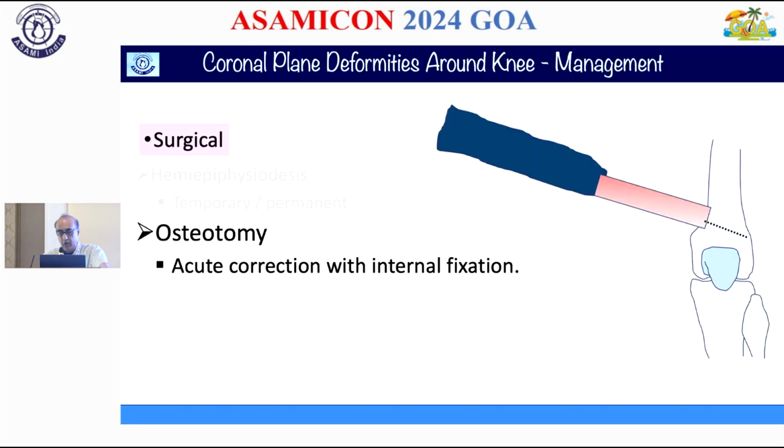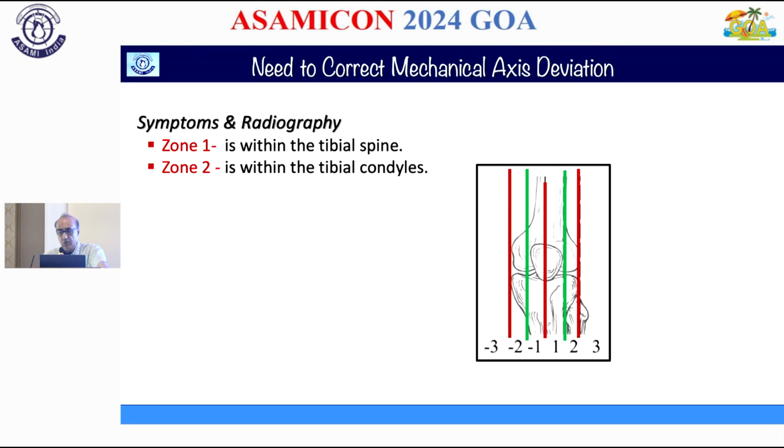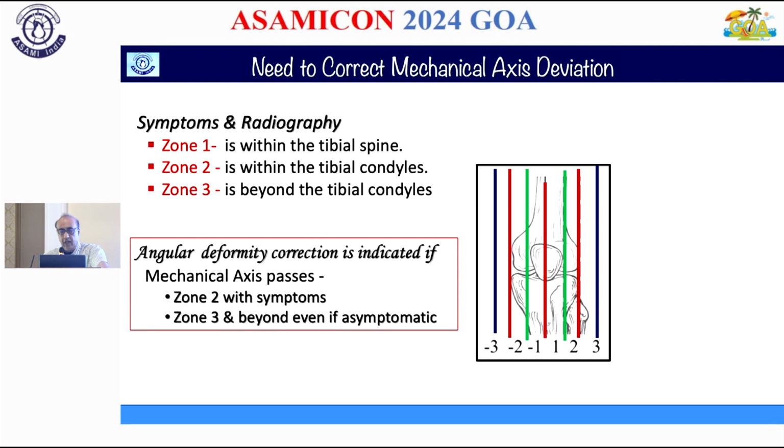Now what about the osteotomy? So we can have acute correction or gradual correction. The need to correct the mechanical axis deviation is dictated not only by the symptoms, but also by the position of the mechanical axis. So if we draw the mechanical axis, zone 1 is within the tibial spine, zone 2 is within the tibial condyles, and beyond that is zone 3. So angular deformity correction is indicated if the mechanical axis passes through zone 2 with symptoms such as pain, or even if the patient is asymptomatic and the mechanical axis is beyond zone 3, it should be tackled.